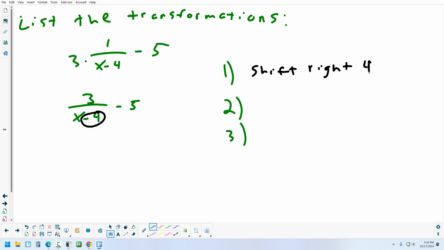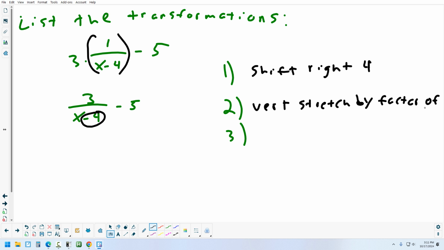So that's a shift right 4. Perfect. Now we're going to look at the 3. I like to think of it as a times 3 in front, but if the 3 is in the top, it's the same thing. What's the times 3 going to do, now that we're on the outside of the fraction? Is it a vertical stretch by factor 3? Yep, anything on the outside of those black parentheses is going to be vertical, and because it's multiplication, it's a stretch. So vertical stretch by a factor of 3.